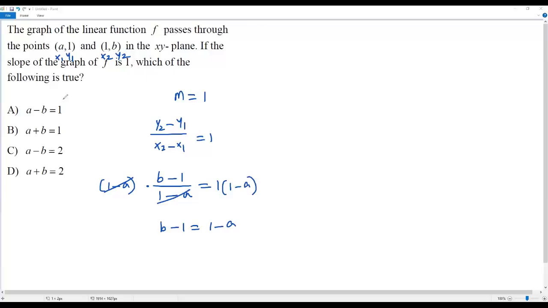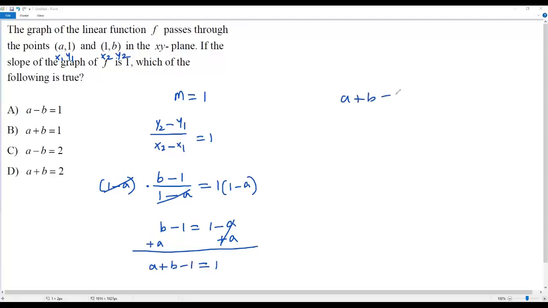Now when I look at the given options, in each option we have both a and b on the left side, and we have the constant on the right side. So let's bring a and b on the left side of the equation and the constant on the right side. So let me get this a to the left side. For that I have to add a to both sides. So this -a + a will cancel out. So we can write this as a + b - 1 equals 1.